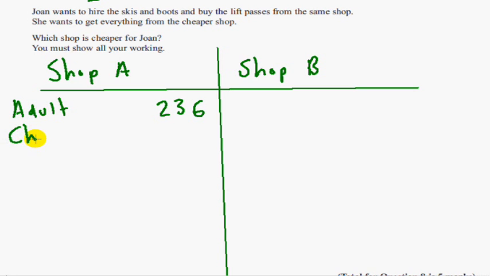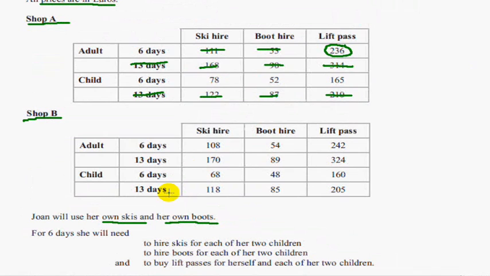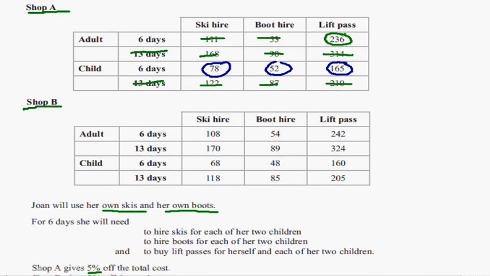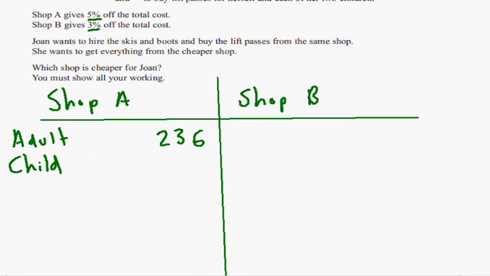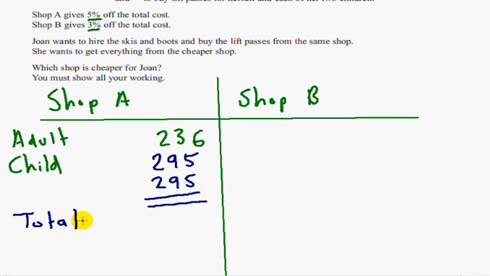Now I'm going to deal with 1 child. Now the child needs boots, skis and lift pass. So I'm going to add 78, 52 and 165 as well. And that gives us, use your calculators, it's calculator paper, 295 euros per child, but there's 2 children, and that's going to give us a total cost from shop A before discount.